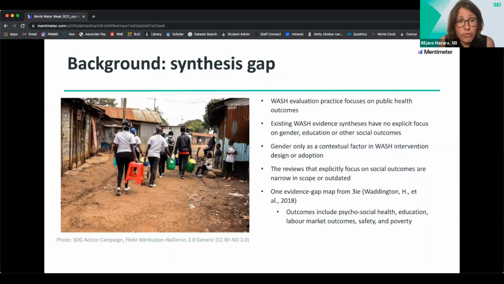Gender is often only a contextual factor in WASH interventions, either in design or adaptation, but really not measured. Gender outcomes are really not measured that often during implementation of WASH interventions, and also in the synthesis. The reviews that explicitly focus on social outcomes are often narrow in scope or nowadays outdated. So with this review, we are trying to bridge this synthesis gap. Next slide, please.